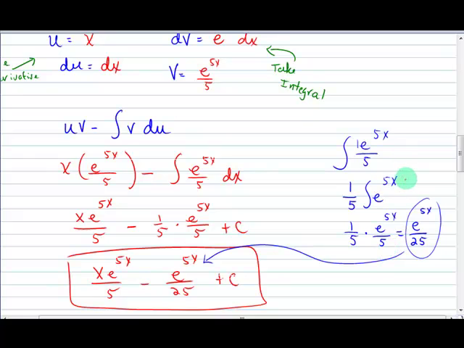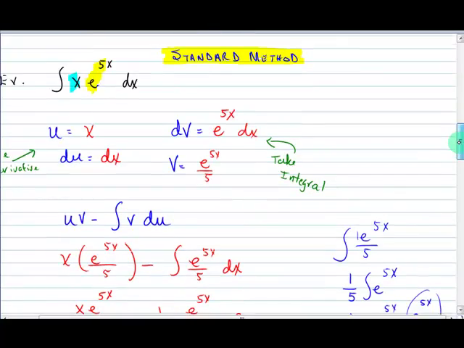E to the 5x, the integral of that is e to the 5x over 5. When you multiply those together, you get e to the 5x over 25. So that takes care of all of that. We multiplied that, and then we have a plus c because this is an indefinite integral. All right, so that's the regular standard method.